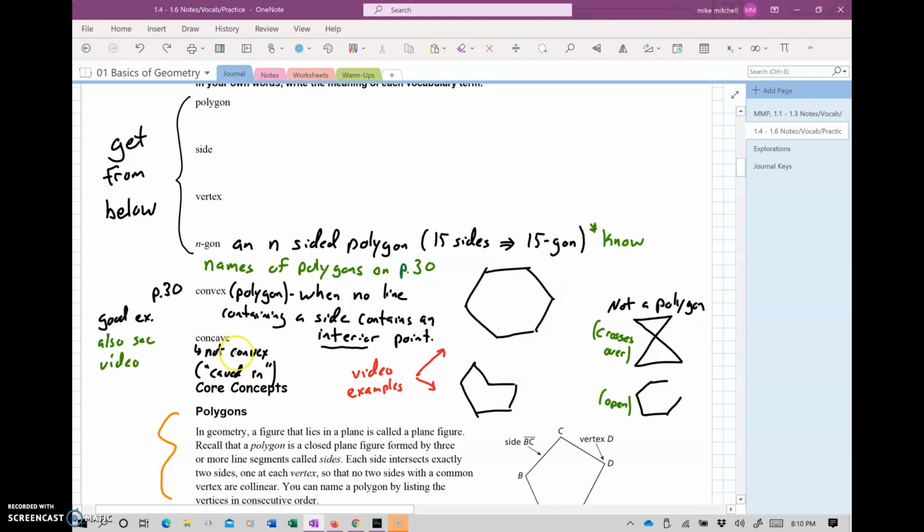Concave is not convex. One way of thinking of it is caved in. That means a side does cross into the inside. If I look at this side, it looks like this side's been sort of caved in, like by an accident or something like that. That's one way Mr. Durbin likes to remember it. But if you look at the line containing this side, you can see it goes to the inside of the shape, as does this one right here. That's the formal definition. That makes it concave.